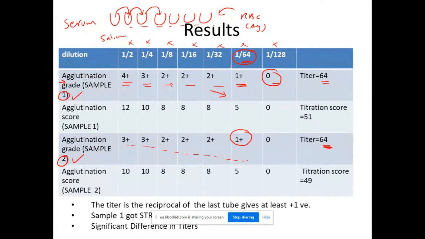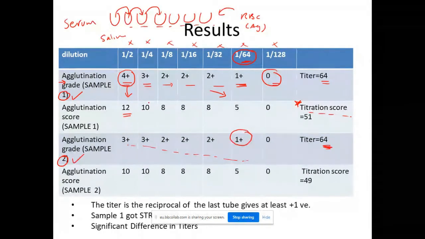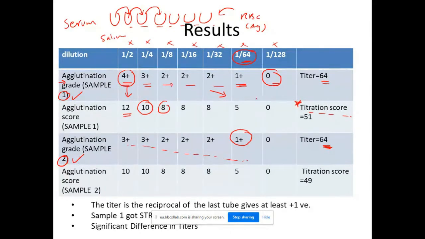Some people argue about this method and say it does not give an accurate result, so they developed a different method to give a more accurate result. It's called the titration score. In the titration score, they look at the grade and give a score for each grade, then sum them together. In sample number 1, it was +4, so we give 12. If it's +3, 10. +2, 8. +1, 5. Then they sum it together. So here, 12 plus 10 plus 8 plus 8 plus 8 plus 5 is equal to 51.